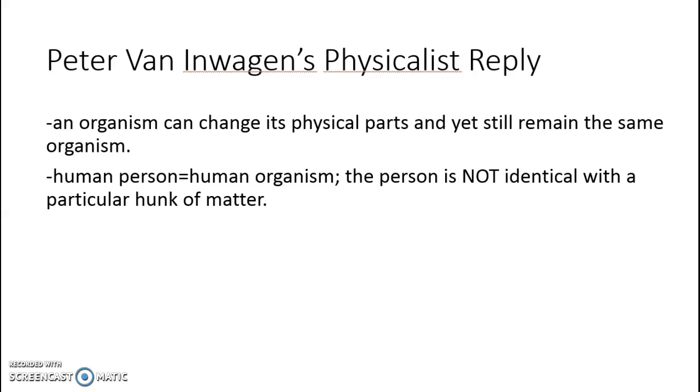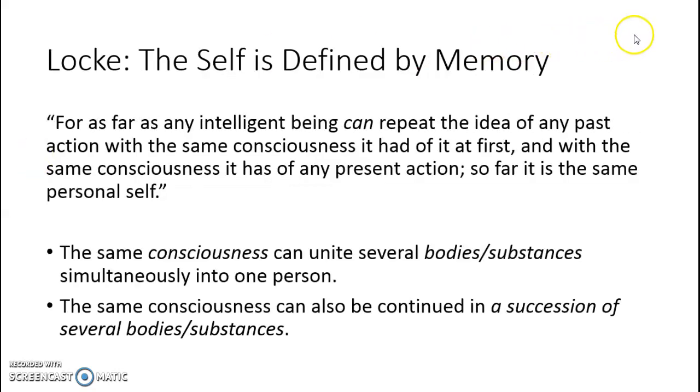Now, let me go on to Locke's view. According to Locke, the self is really defined by memory or identity through time. He says, "For as far as any intelligent being can repeat the idea of any past action with the same consciousness it had of it at first, and with the same consciousness it has of any present action, so far it is the same personal self." In other words, if you can remember doing something, you did do it, and you are identical with the person that did do it. If you can't remember doing something, then you didn't do it.